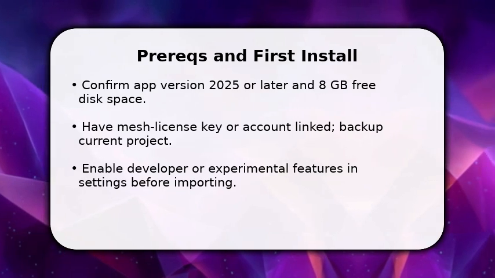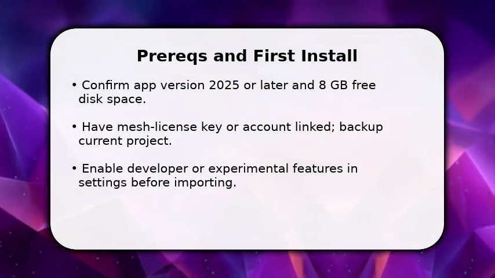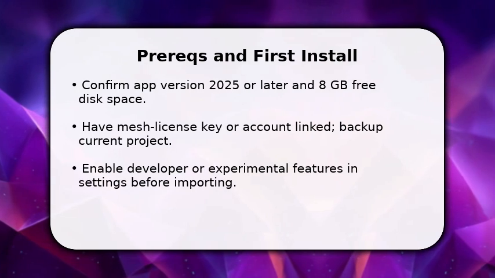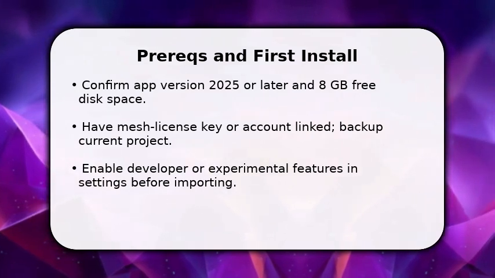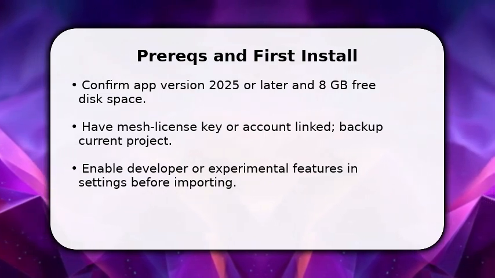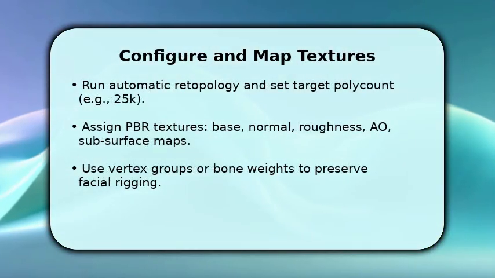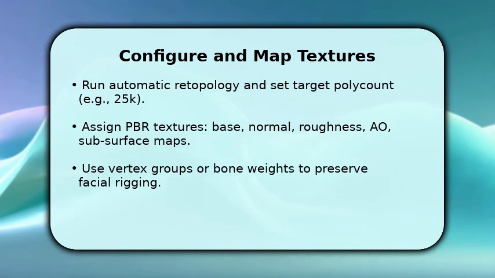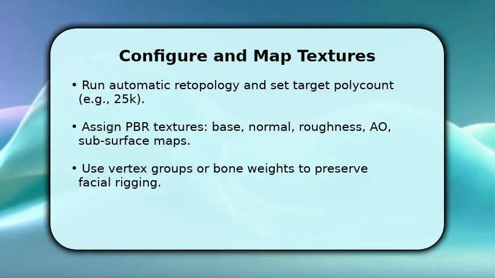This prevents mismatched formats. Make sure to back up the active scene now, because the conversion rewrites mesh topology, and you want a safe restore point. You now process the mesh, trigger automatic retopology, and set your target poly count to balance detail versus performance. 25K is a typical starting point.